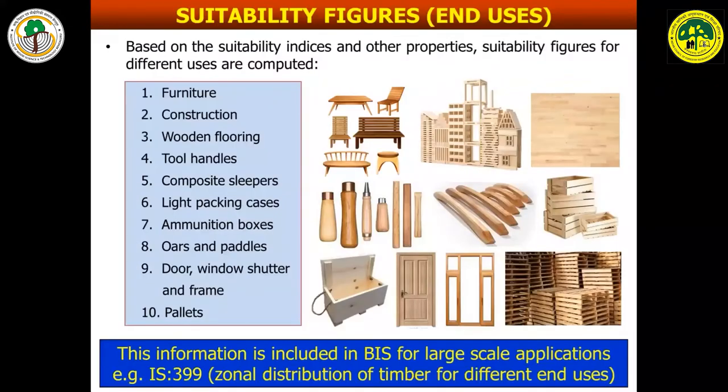Now based on this, we have to find out whether wood is suitable for different end uses. These are the different end uses: furniture, construction, wood flooring, tool handles, composite sleepers, light packing cases, ammunition boxes. We have to compute the suitability figures for these as per the Indian standard. And then finally, this kind of information goes into the Indian standard called IS 399. This is a general distribution of the timber for different end uses.